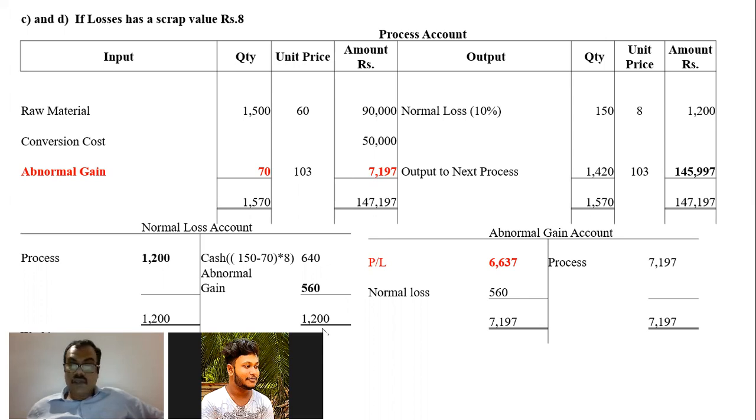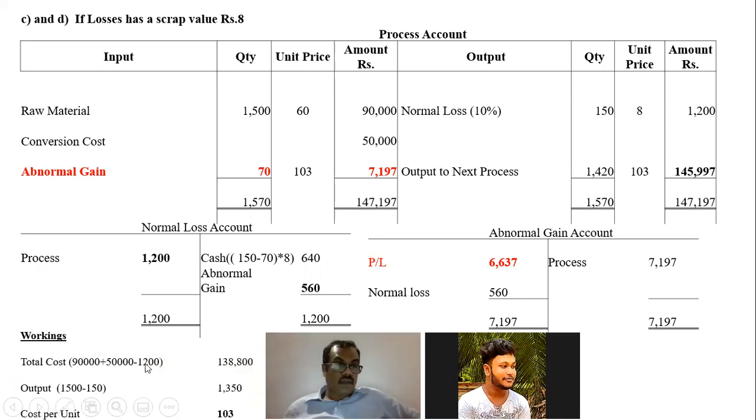Down, you see, you can see the total cost of the production process therefore is not 140,000, that is 90 plus 50 minus this, 138,800. This is the actual cost applicable for that particular process. Therefore, it should be divided by any number.